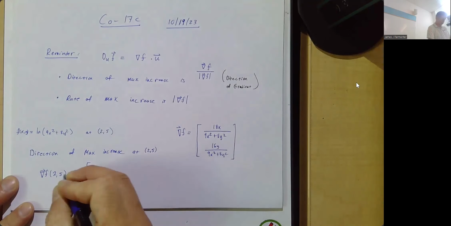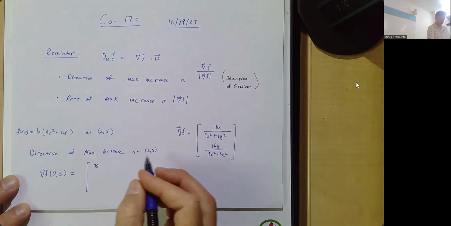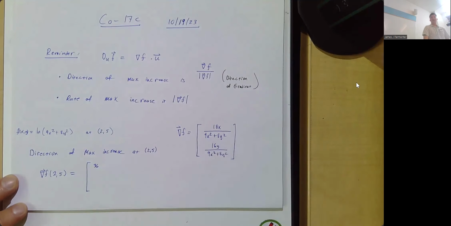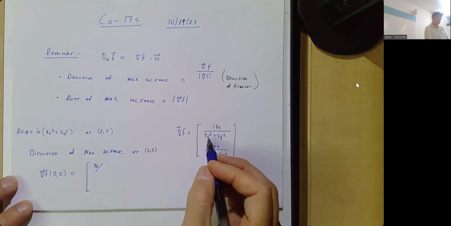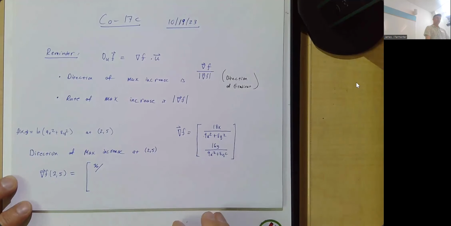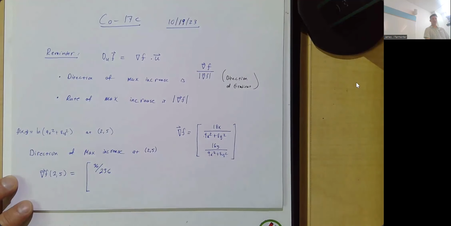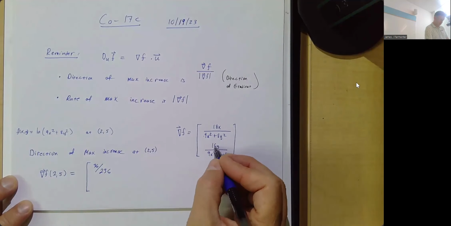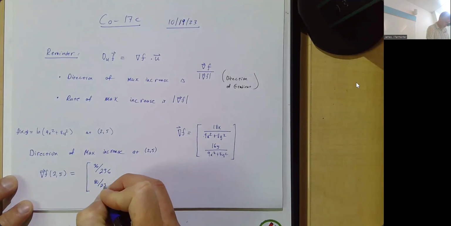So plugging in 2 for x and 5 for y, 18 times 2 is 36. I really don't even want to write the denominator, because I don't actually need to, but I'm going to anyway. The denominator here is 9 times 4 plus 8 times 25, which is 236. 8 times 25 is 200, 9 times 4 is 36. So then over here, 16 times 5 is 80, over also 236.